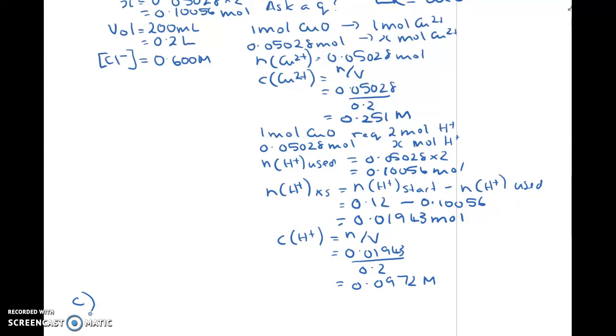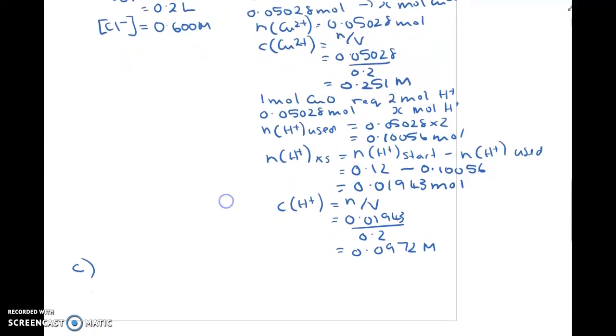Now let's do part C. Part C asks us to find the pH, and remember a pH is the power of the hydrogen ion concentration. So pH equals negative log of hydrogen ion concentration. So in this case it will be negative log of 0.0972. So that will come out to 1.01 as a pH. Remember, 3 significant figures.